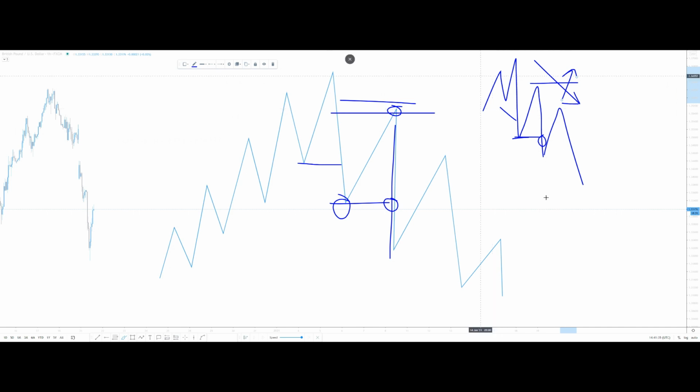Whatever time frame you do this on is completely up to you. I personally do it on the 1 minute time frame. As soon as we break structure, that's when I move my stop loss to break even.